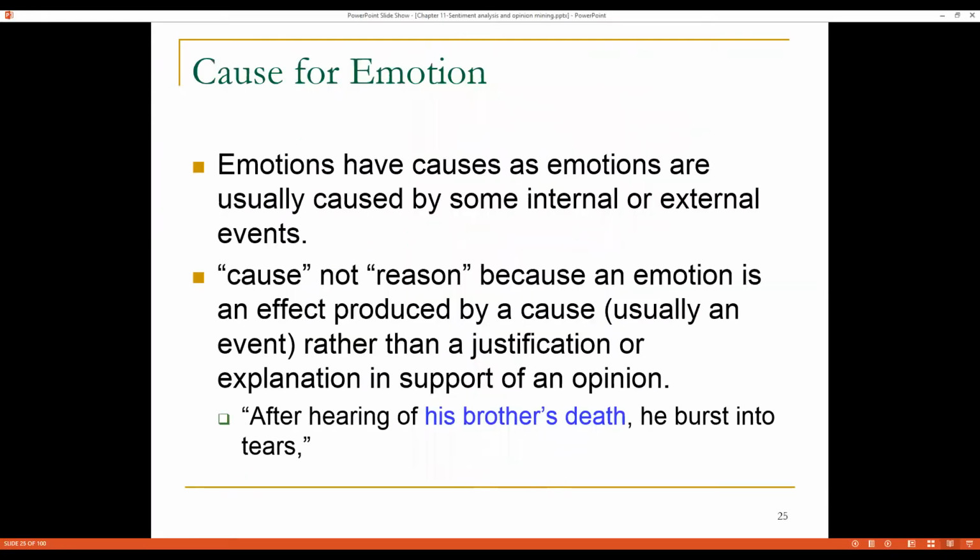Cause for emotion. Emotions have causes, as emotions are usually caused by some internal or external events. Cause, not reason, because an emotion is an effect produced by a cause, usually an event, rather than a justification or explanation in support of an opinion. After hearing of his brother's death, he burst into tears.